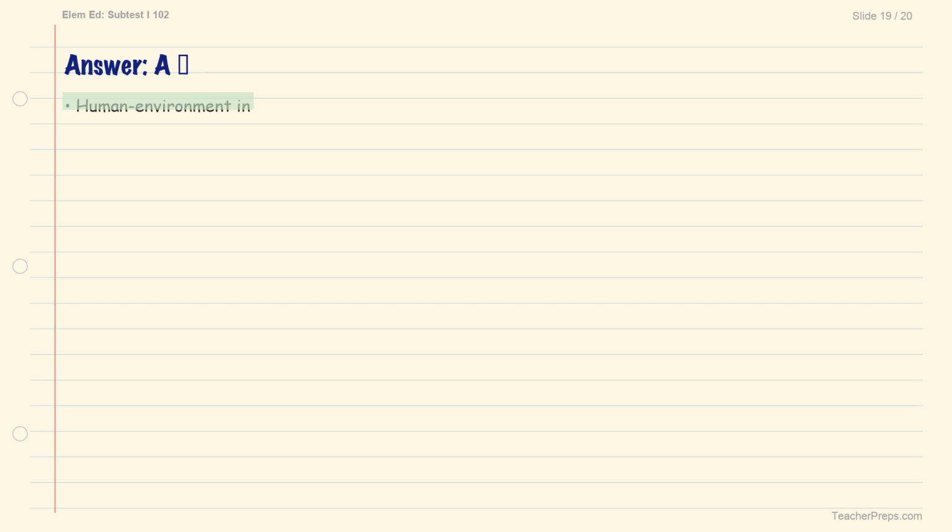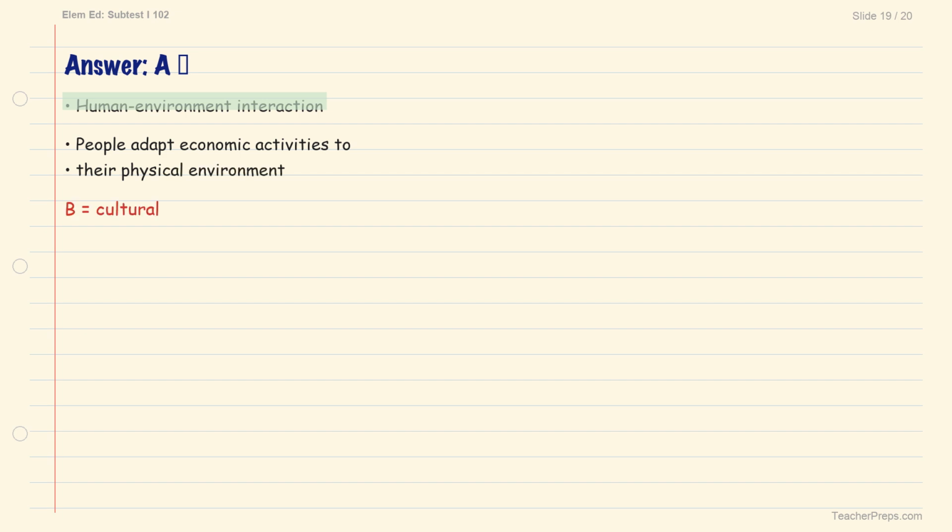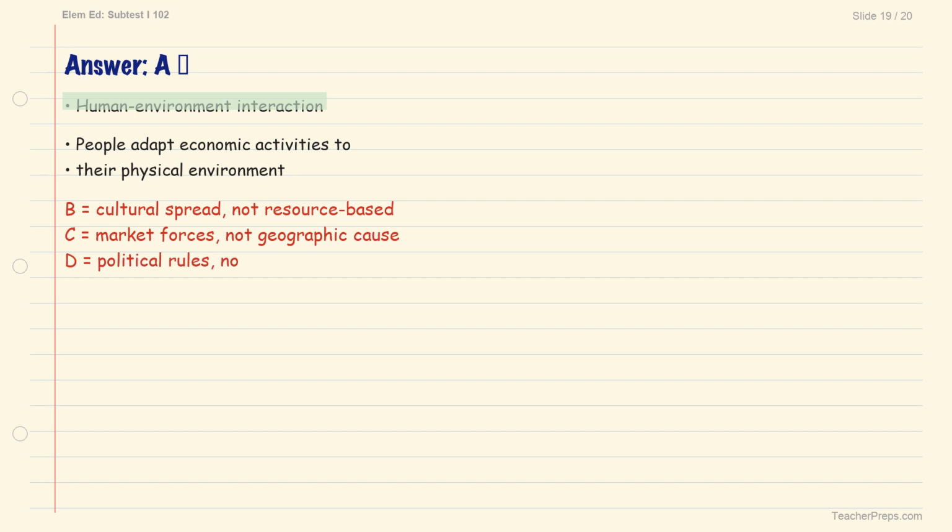Human-environment interaction is the geographic theme that explains how people adapt their activities and livelihoods based on the physical environment around them. A coastal city uses ocean resources. An inland city uses fertile soil. Option B describes how cultures spread, not how geography shapes economics. Option C addresses market forces but not the geographic cause. Option D involves political boundaries and rules, not physical geography.